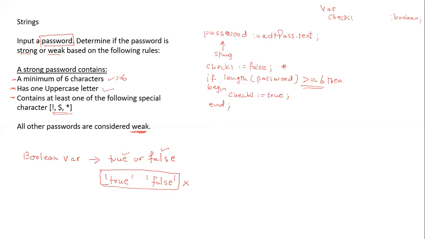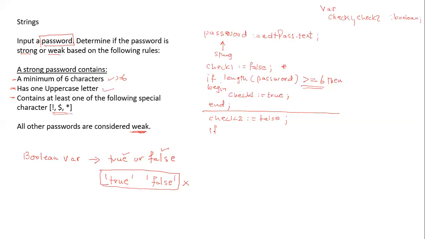We're going to do exactly the same thing with the second criteria. It must have 1 uppercase letter. So how do we check for 1 uppercase letter? Again, let me create another Boolean. So I'm going to have check2, and I'm going to work on the same assumption. Let's set check2 to false. That means it does not have the first character as being uppercase. And if it is, I'll change it then to true.